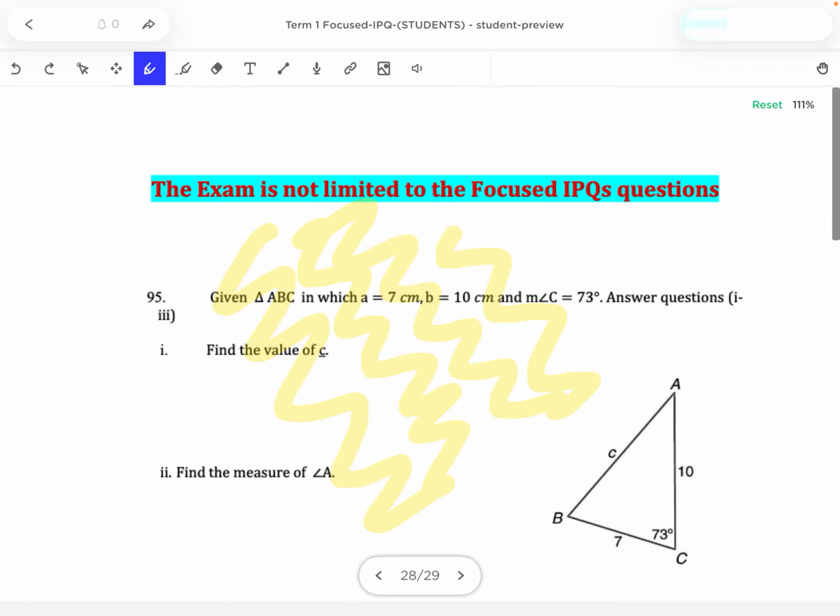This question is the same story. I will do it quickly. C squared equals 10 squared plus 7 squared, by using law of cosine, minus 2 times 7 times 10 cosine 73, and I will take the square root. So 10 squared plus 7 squared minus 2 times 7 times 10 cosine 73. The answer is 10.4.